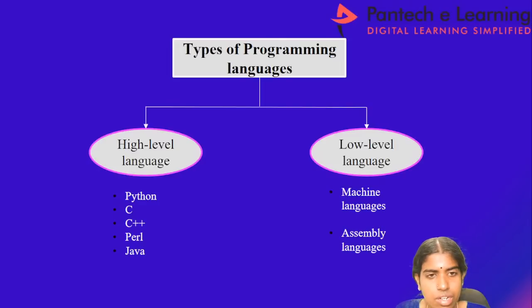Clear with this? So what do you mean by a high-level programming language and what do you mean by a low-level programming language? Similar to the English language, Python, Java, C, C++, Perl, all of these come under high-level programming languages. And we have one more type, called a low-level programming language: machine language and assembly language. These two come under low-level programming languages. Clear with this? So basically we have high-level programming languages and low-level programming languages.